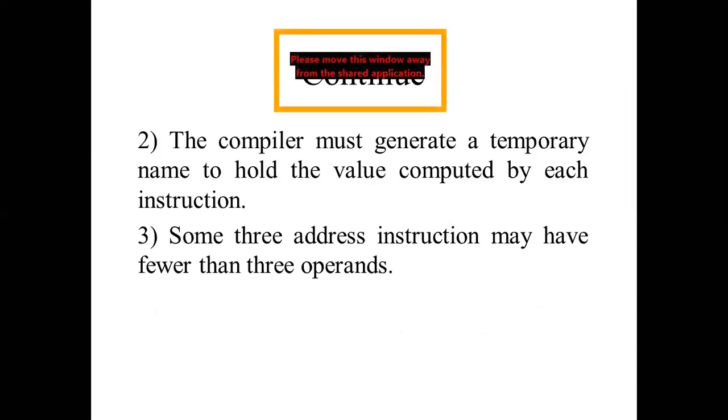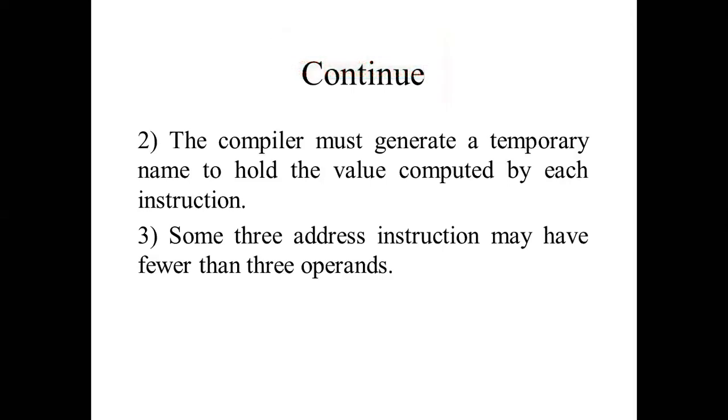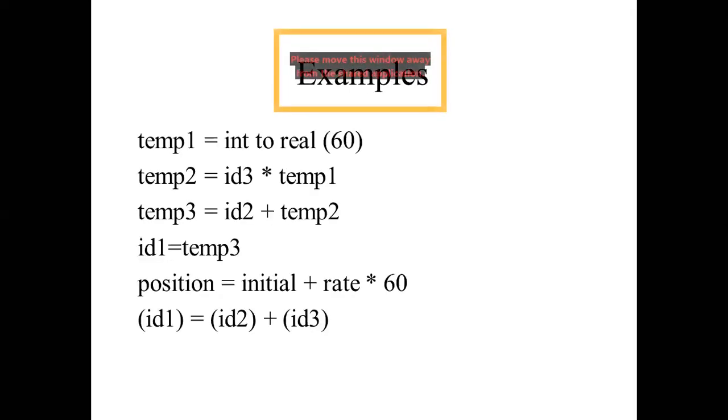Some 3 address instructions may have fewer than 3 operands. There are a number of instructions we use while writing our program. Whenever we convert our program into intermediate code using 3 address code, there are a number of instructions, or expressions, in which we can use fewer than 3 operands. Let us consider an example here. Temp1 is equal to int2real 60.